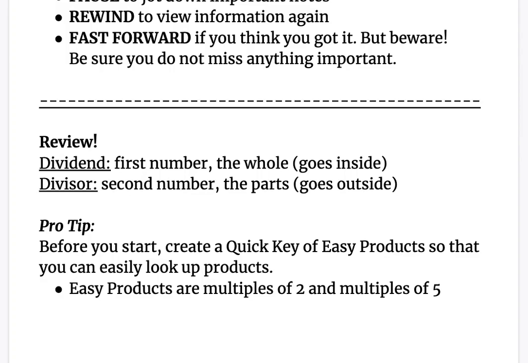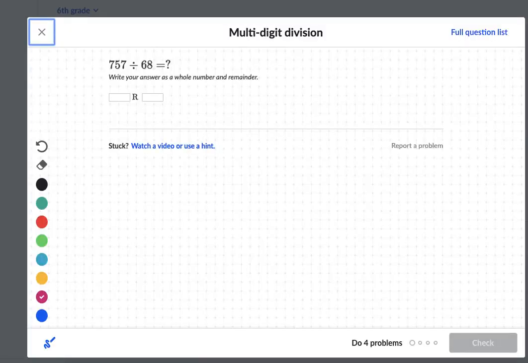All right, let's look at an example. For this problem, it says 757 is divided by 68. Go ahead and pause the video and see if you can solve it on your own first. All right, and if you notice for this problem, it says to write your answer as a whole number and they want a remainder. So before I begin, I'm going to first set up my key of easy products.